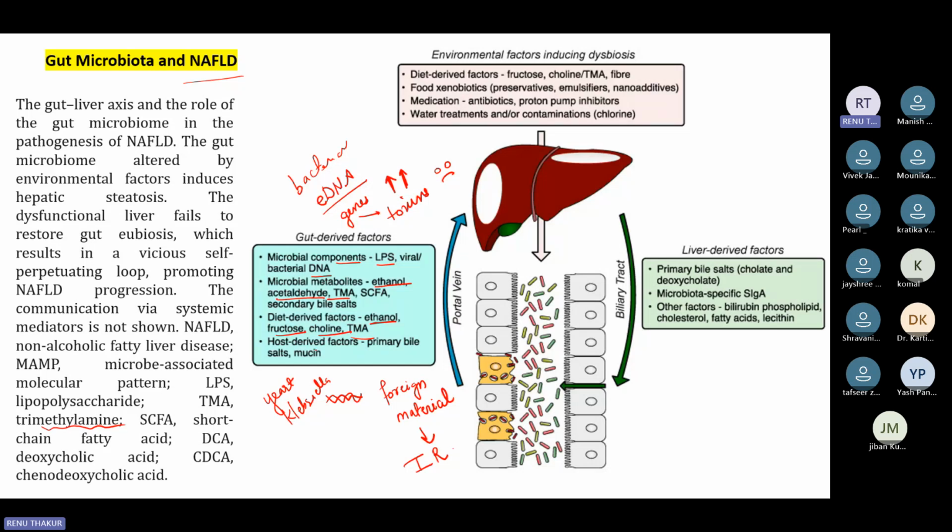Host derived factors are primary bile salts, mucin, and what are the liver derived factors? So these are the primary bile salts, cholate and deoxycholate, microbiota specific IgA, serum IgA. Other factors are bilirubin, phospholipid, cholesterol, fatty acid, lecithin. So all this bilirubin and biliverdin are measured in your liver profile test.